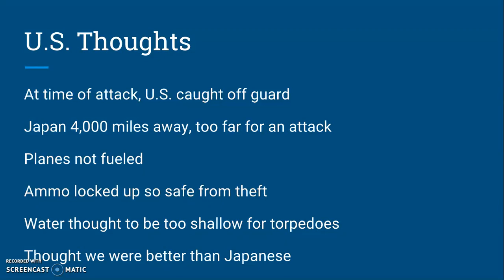The U.S. also thought that the water, as we discussed, was too shallow for torpedoes, so they didn't expect a torpedo attack. And we also simply thought that we were superior to the Japanese and didn't think twice about them surprising us with an attack. And all of these things mixed together caused us to be unprepared and unable to respond quickly, maximizing the damage of the Japanese attack.